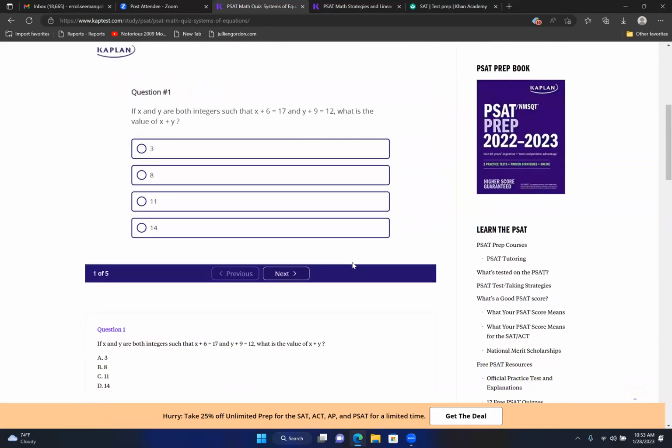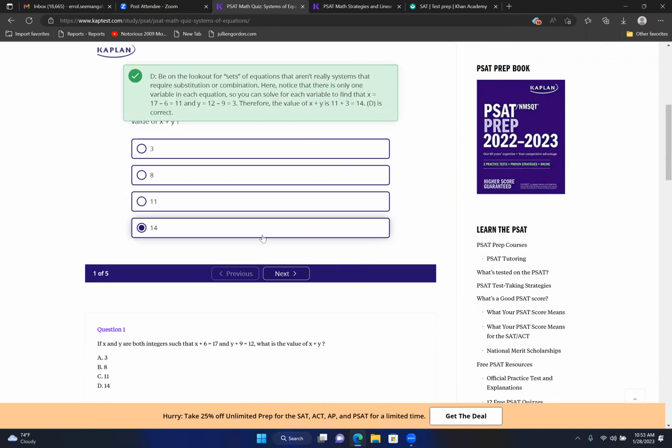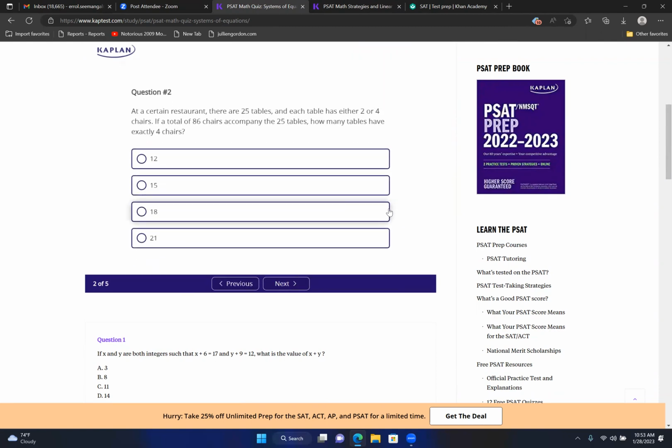If x and y are both integers such that those hold, what is the value of the two added together? What's x? X plus 6 is 17, so x is 11. And then y is 3 on this one. So 11 plus 3, 14. Yeah, good. Certain restaurant, there are 25 tables, and each table has either 2 or 4 chairs. If a total of 86 chairs accompany 25 tables, how many tables have exactly 4?